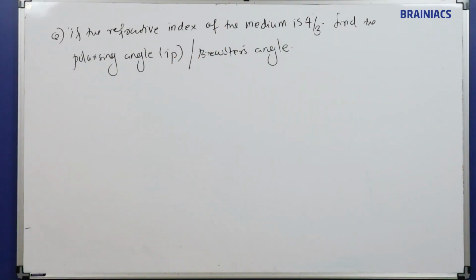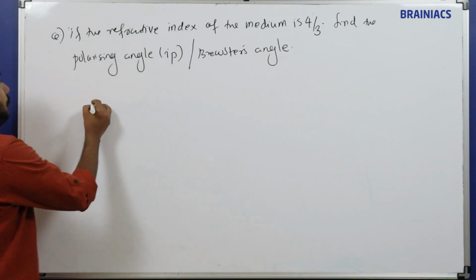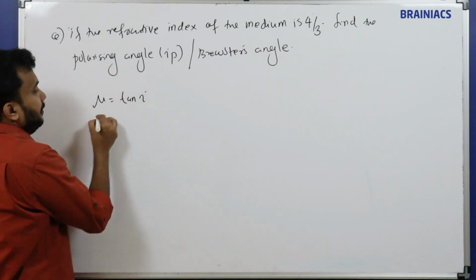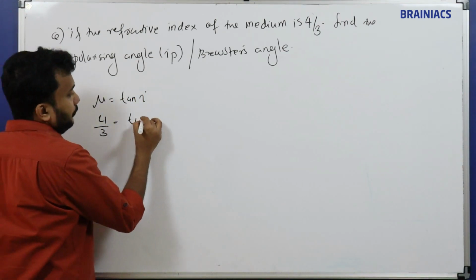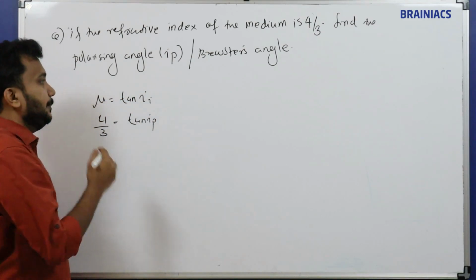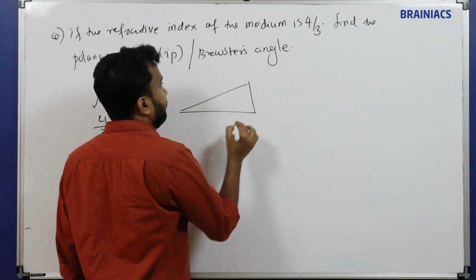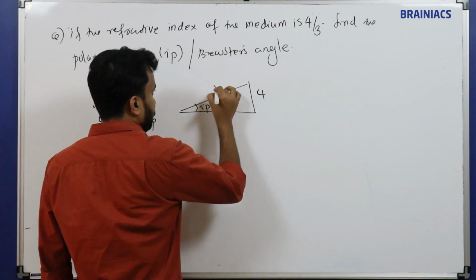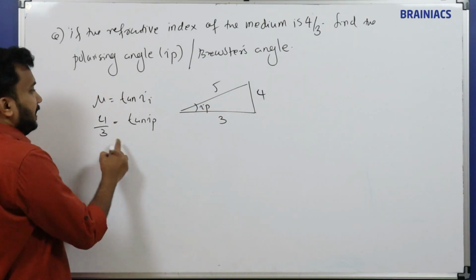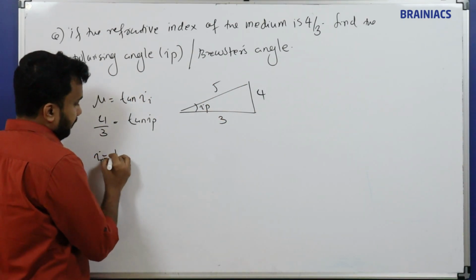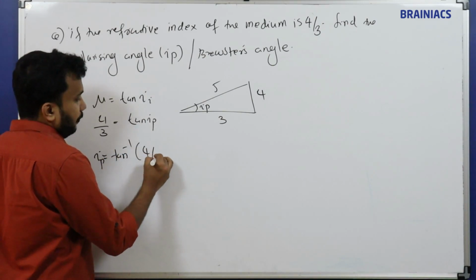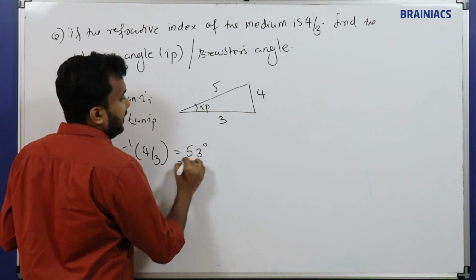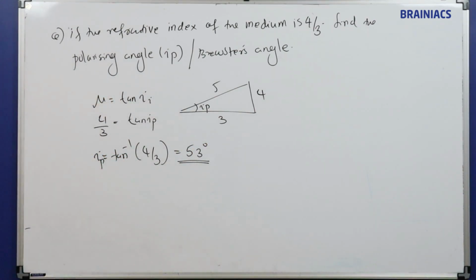Okay, so we know mu is equal to tan IP. So 4/3 is equal to tan of IP. Tan IP means 4/3, opposite side 4 and adjacent side 3, so the hypotenuse will become 5. So in this case IP is equal to tan inverse of 4/3, and this comes as 53 degrees. This is a standard value: tan inverse of 4/3 is 53 degrees. I remember the value, that's what I have written.